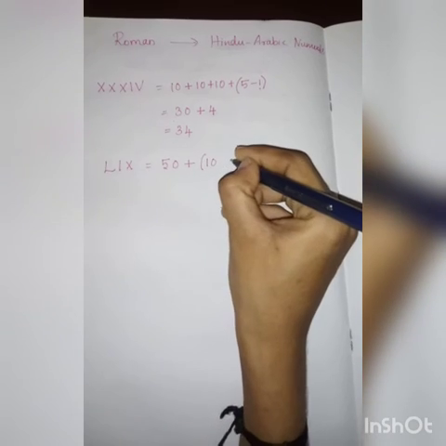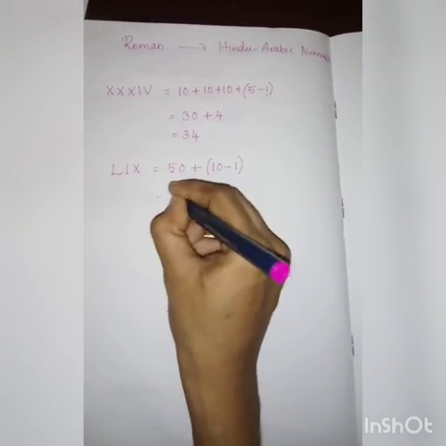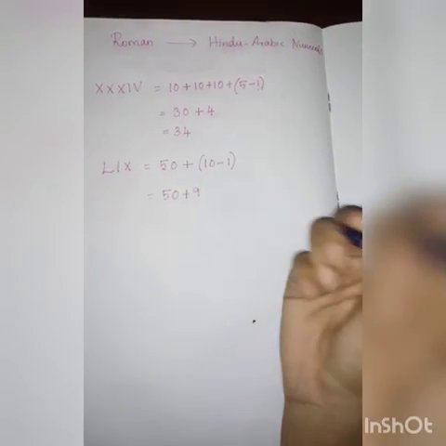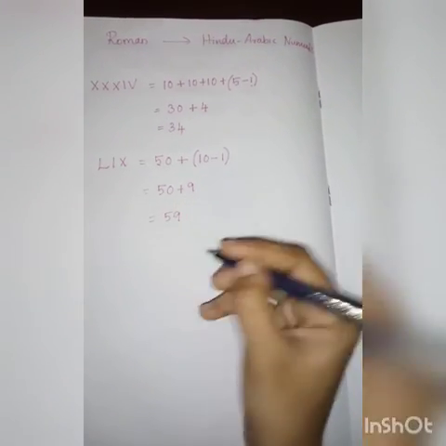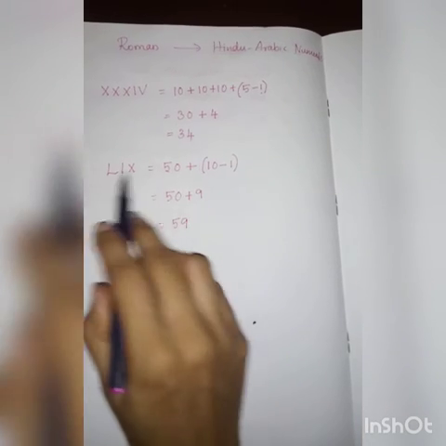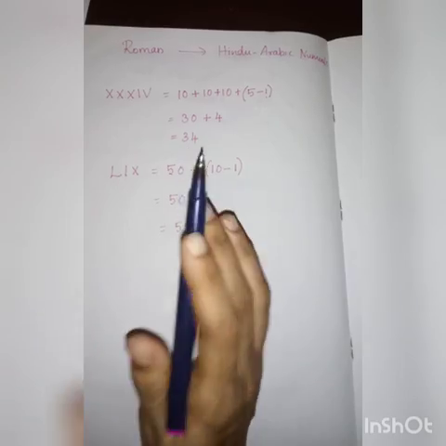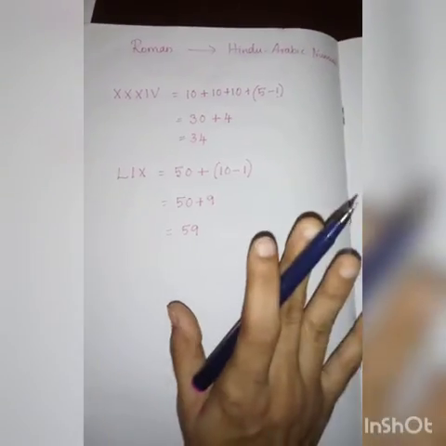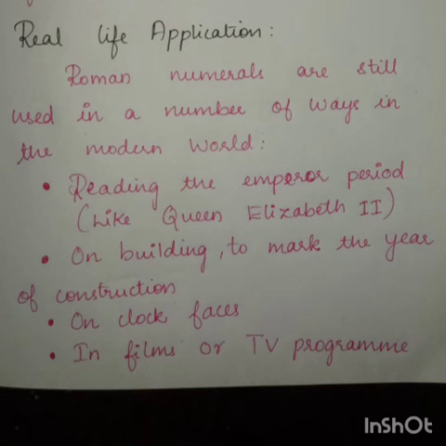So, 10 minus 1. I stands for 1. Now, 50 plus 10 minus 1, 9. Now, 50 plus 9, 59. So, 59 is the Hindu-Arabic numeral for LIX. Okay, so when repeating, all the rules should be known. By using those rules, you can solve these problems, and it is very easy. I hope you understood all the problems which I have taught you.